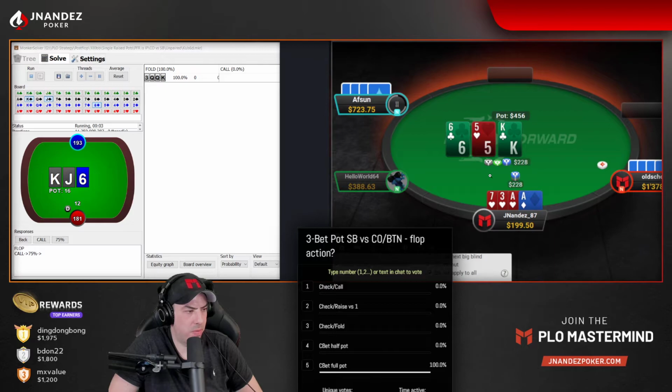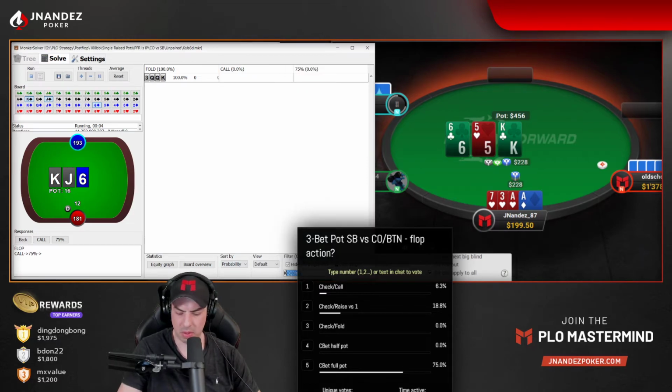You guys are all with me in that end. Let's pot it. Well, we do have actually check raise versus 1 coming in now. A lot of potting though overall. Some check calling as well. Let's see if we have a model for this one.